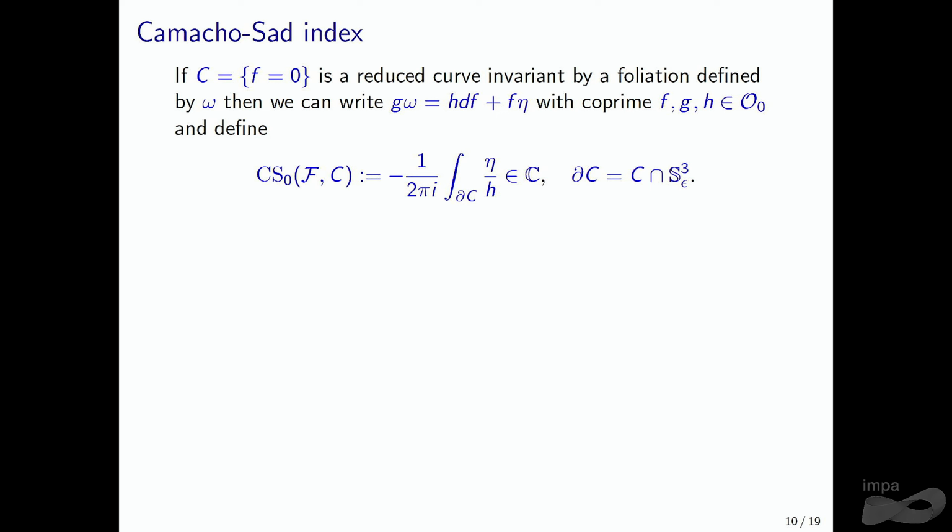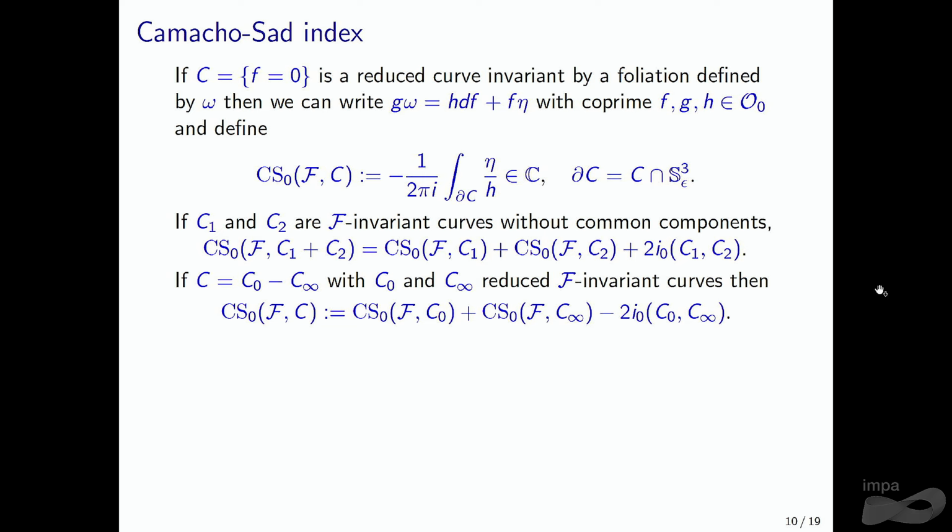The next index we revisited is the Camacho-Sad index, with the same expression for the omega, when f equal to 0 is an invariant curve. It's this integral that is like a slope of the form with respect to the invariant curve. And it's a slope, it's a complex number, it's no longer an integer.